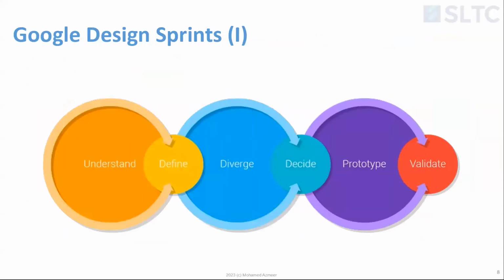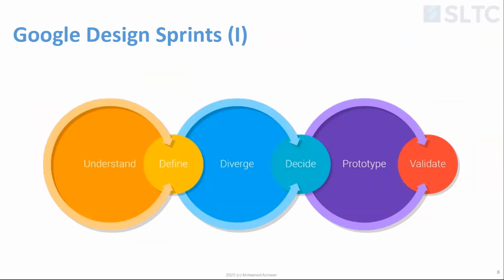Here's another one from Google. Google also uses design thinking, right? So they use this for all kinds of applications to change their browser, change their home pages, change their applications, everything, including their languages, whatnot, right? So they also have a very similar thing. Understand, define, diverge, decide, prototype, validate. Similar to the original concept, right?